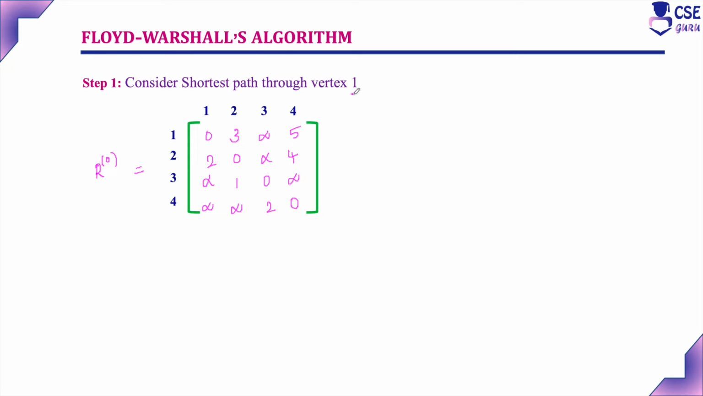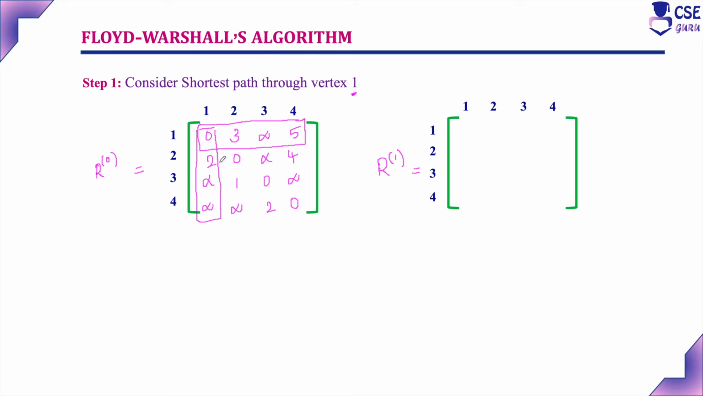Since we are considering the intermediate vertex as the first vertex, we are not going to disturb the first vertex column values and row values. As it is, we need to keep. The initial cost matrix we consider as R of 0. And the new matrix we are going to find is R of 1. Since we are not disturbing the row values and column values of the first vertex, we consider those values as it is. And the remaining positions, we are going to find the values. Similarly, the diagonal values we are not going to find. The values will always be 0 only.